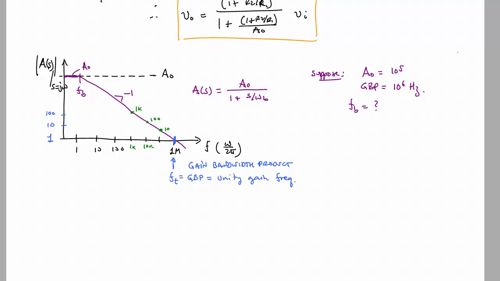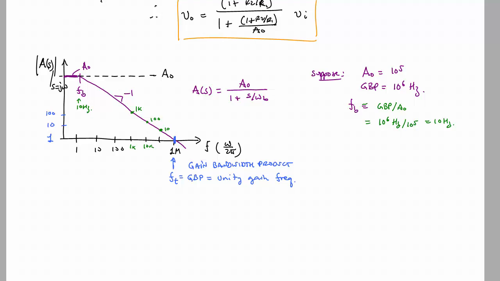that will be our frequency FB. And so we can calculate this as follows. FB is approximately the gain bandwidth product divided by A0. So in this case, it's going to be 10 to the 6th hertz divided by 10 to the 5th. So in other words, 10 hertz. We can check this if we say that this is 10 hertz here.